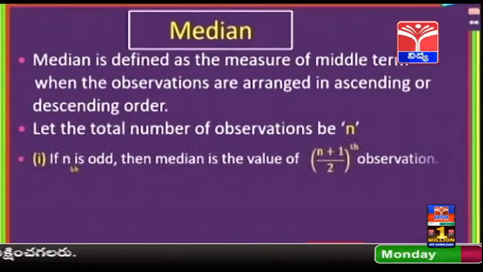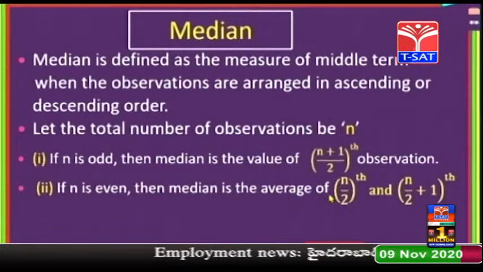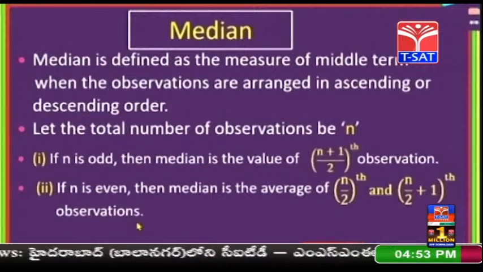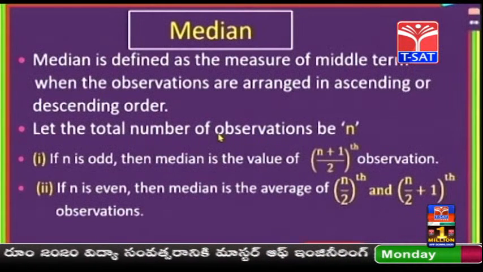If n is an odd number, that means if the number of observations is odd, then the median is the value of the (n plus 1) by 2th observation. If n is even, then the median is the average of the n by 2th and (n by 2 plus 1)th observations. So, students, remember these points to find the median of the given data.